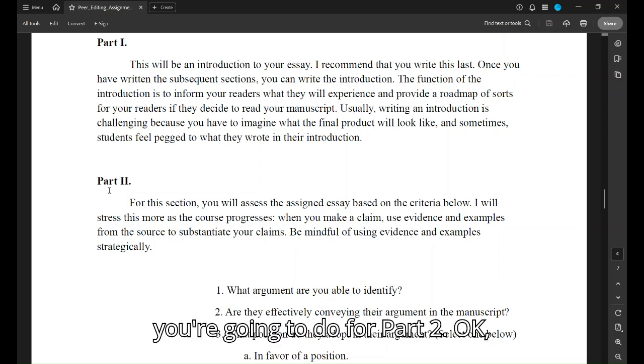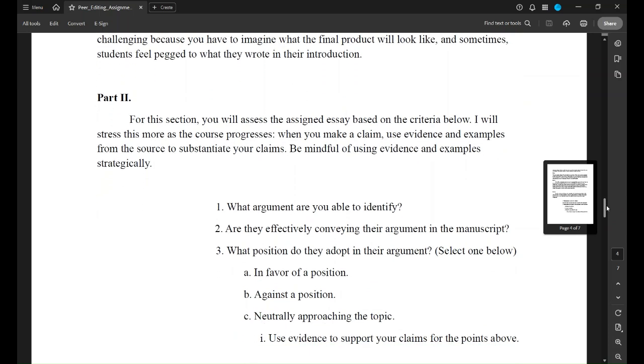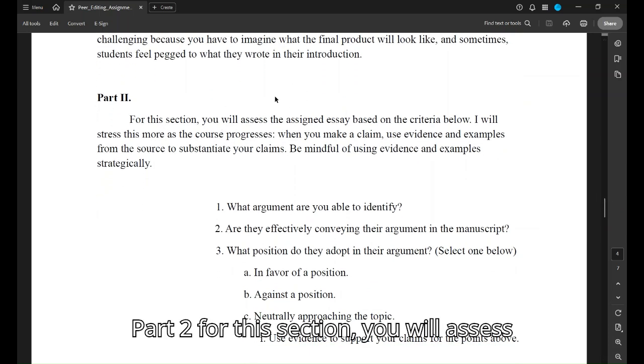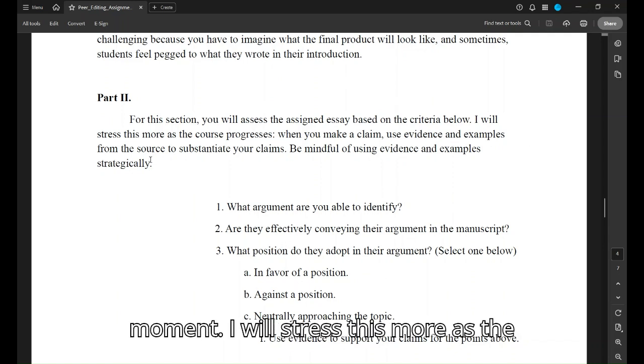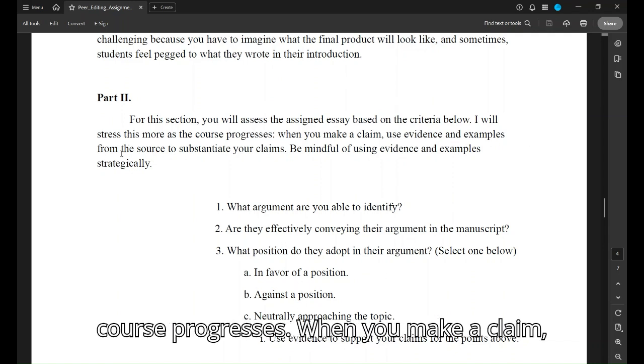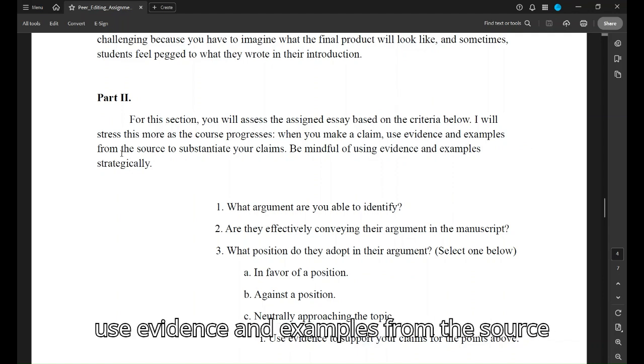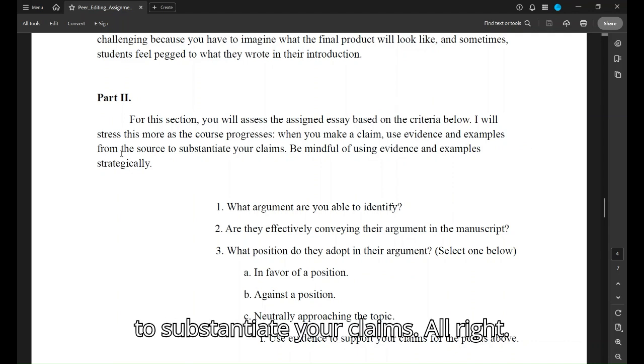So this is what you're going to do for part two. Part two, for this section, you will assess the assigned essay based on the criteria below, and I'm going to go over this in a moment. I will stress this more as the course progresses. When you make a claim, use evidence and examples from the source to substantiate your claims.